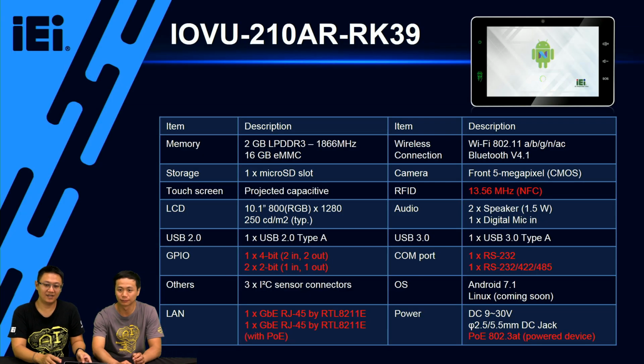Here comes the next one, AR. So it's for real I/O, right? Yeah. This one is with a 10-inch display. We add RFID reader, COM port, and GPIO, and another key feature is the 2-lane port supports PoE function. That means an adapter is not required. Only need to use a PoE switch as the power source. In addition, we have 3 special I2C interfaces.